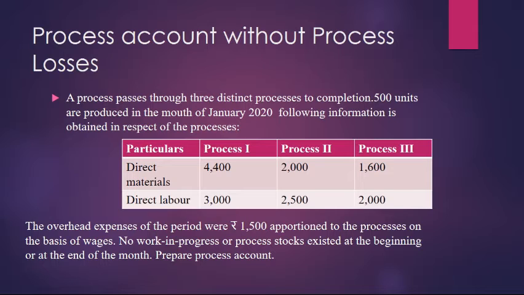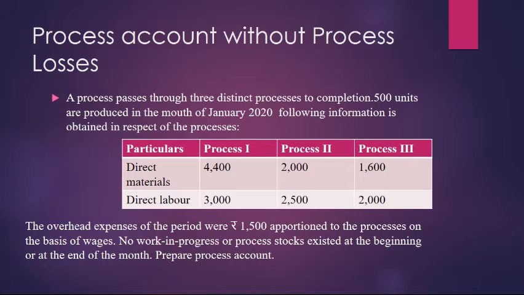Particulars are given: process 1, 2 and 3. There are three processes that the manufacturing concern is going through. Direct materials amounts are given: 4,400, 2,000, 1,600. Direct labor: 3,000, 2,500, 2,000. Now, additional information: the overhead expenses for the period were 1,500.